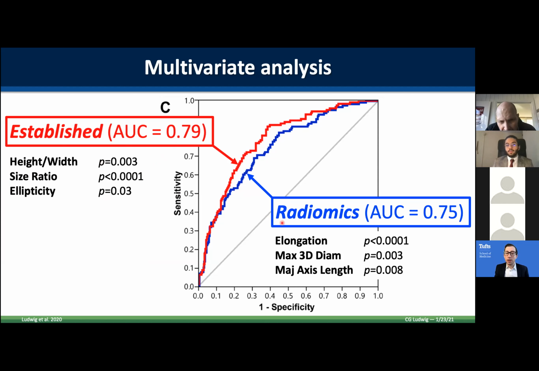And then among the radiomics features that I extracted, the model recruited elongation, the max 3D diameter, and the major axis length. And it obtained an AUC of only 0.75. So once again, there's an inferior performance of these radiomics features compared to those that have been previously established.